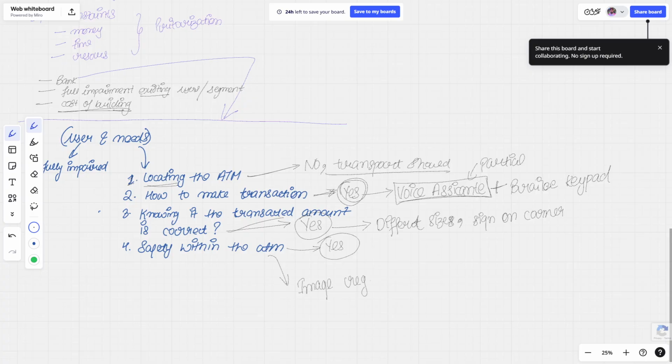Safety inside the ATM, we can add image recognition cameras, which will alert or sound the alarm if there is more than one person inside. Or maybe it will not make the transaction, or it will not operate, if there is more than one person within the ATM.